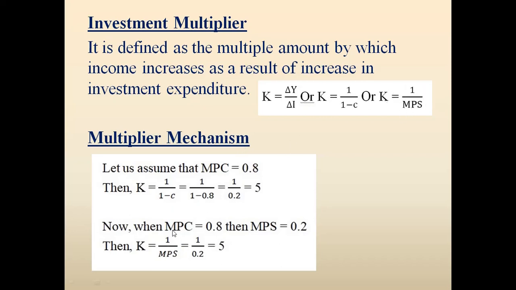So for every 1 rupee invested by the firm, there will be the generation of income of rupees 5. So if a company invests $1 billion, then there will be the generation of income of $5 billion. So this is how the multiplier works. This is basically the mechanism of the investment multiplier in very simple language. I hope you are now clear with this part. Still, if you want to know more in detail, please let me know.